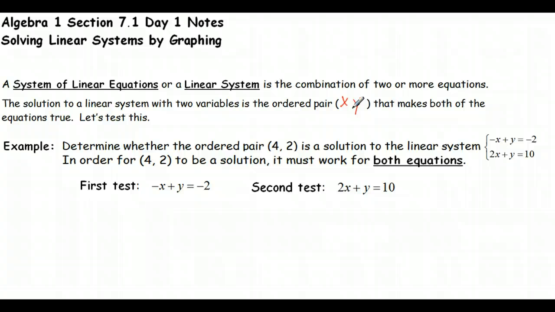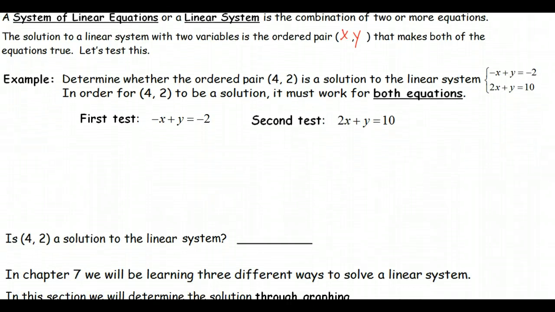In this first example, we are going to determine whether the ordered pair 4, 2 is a solution to the linear system. In order for this ordered pair to be a solution, it must work for both equations. So we are going to plug x and y into both equations. So in the first equation, negative 4 plus 2 needs to equal negative 2. So we'll simplify this. Negative 4 plus 2 is negative 2, and does it equal negative 2?